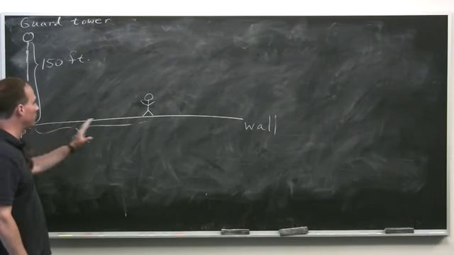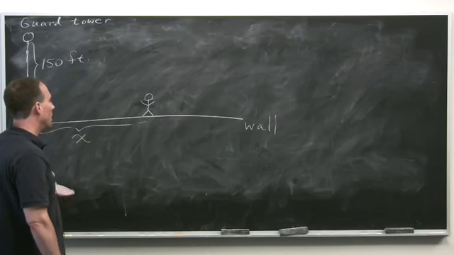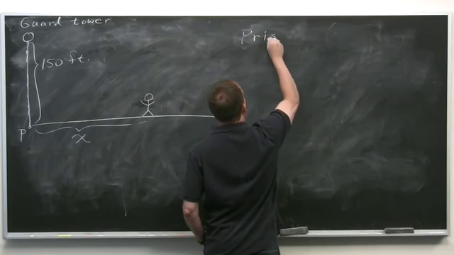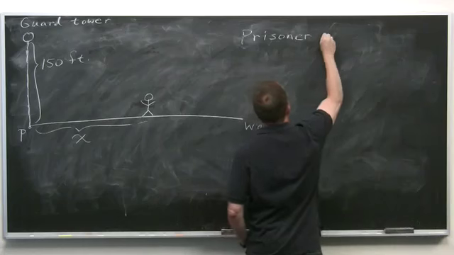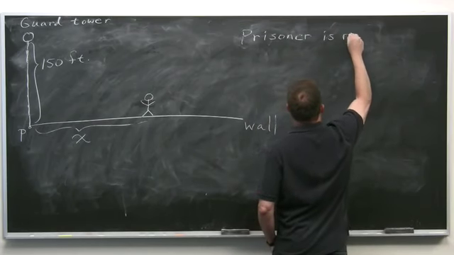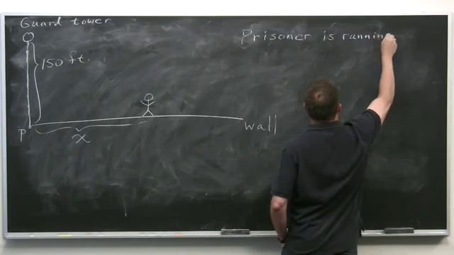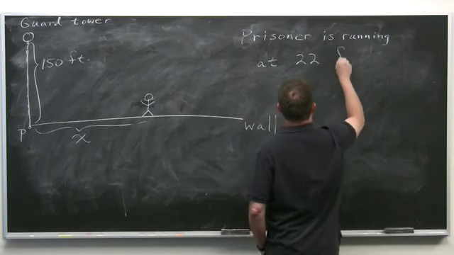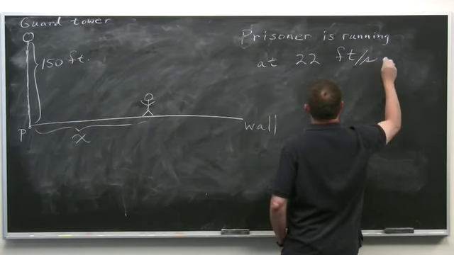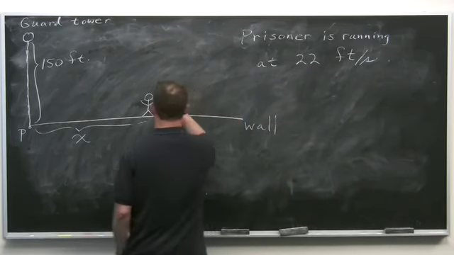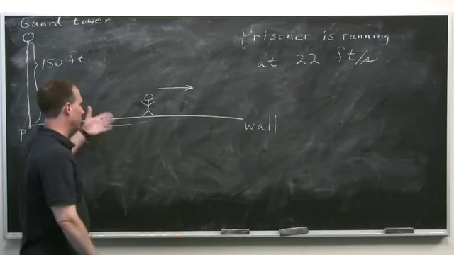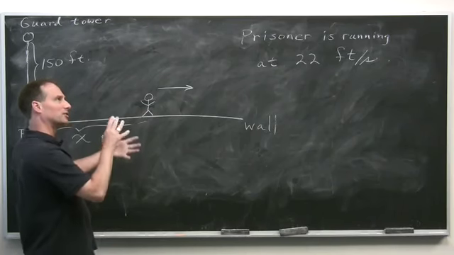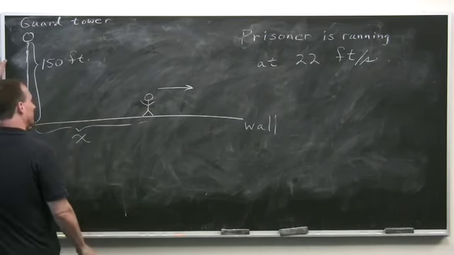And now what's happening is some prisoner is running right beside the wall. Call the distance between that point P and the prisoner x. I'm going to assume the prisoner is running at 15 miles an hour, which is 22 feet per second. And then he's running to the right from our top view. Actually, it's a top view of all this setup, except it's not a top view of the person.